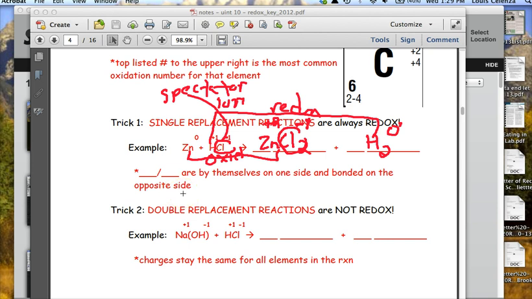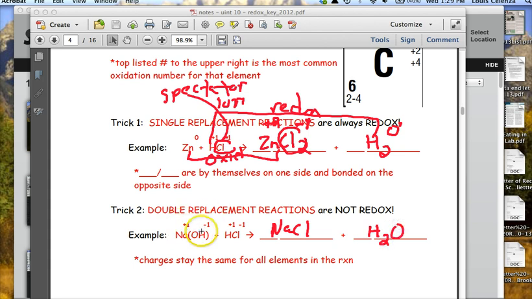Let's go on to the next one. I'm not going to worry about the stuff at the bottom. Let's do double replacement reactions. Now, double replacement reactions always start out with 2 compounds, and what's going to happen is the first element in each will switch. So the Na will switch with the H. So the Na will join with the Cl, and we know sodium chloride is NaCl, and then you're going to form water.